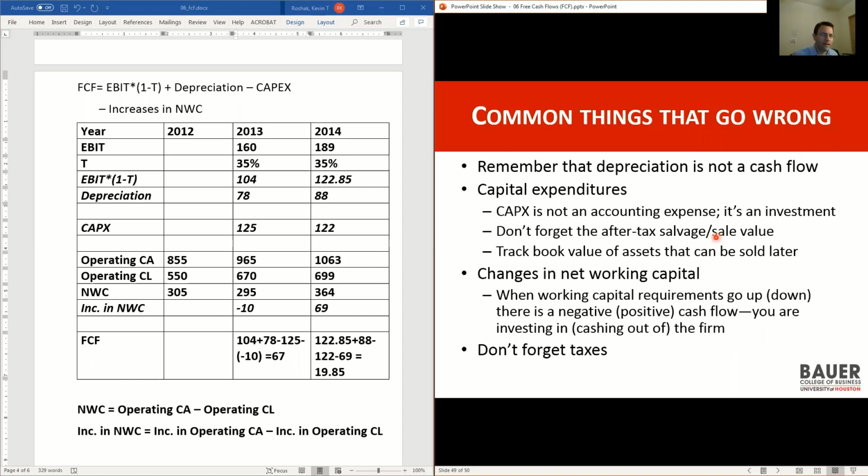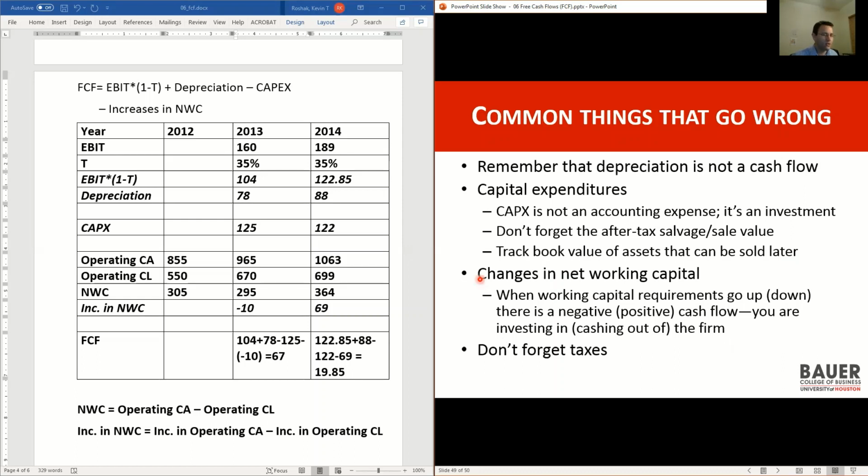Don't forget about this after-tax salvage and sale value. This is a very common thing that you sell assets. And when you sell assets, you have to make sure that you keep close track of the book value of those assets so that you know what the true cash flow from the sale will be. So we did an example like that. So yeah, that means we have to track the book value, which is a little bit annoying, but we're going to do pretty straightforward depreciation in this class.